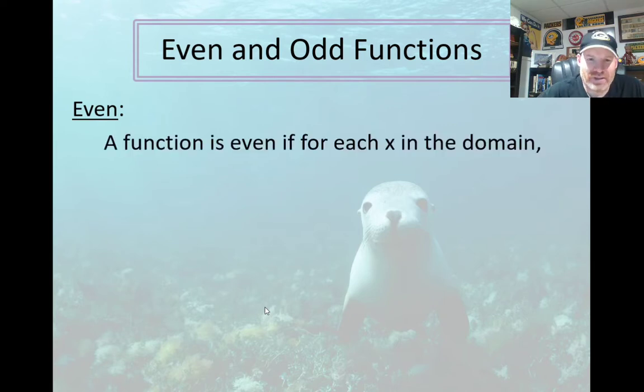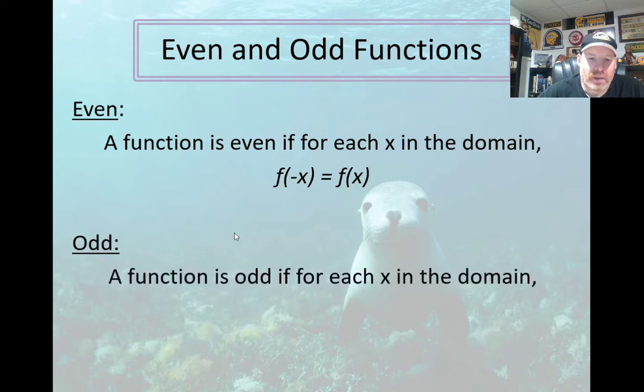A function is even if for each x in the domain, f of negative x equals f of x. In other words, when you plug negative x in, you still end up with the same equation you started with. And an odd function: for every x in the domain, f of negative x equals negative f of x. The only reason we're really interested in whether a function is even or odd is for the symmetry that we know the graph will have.